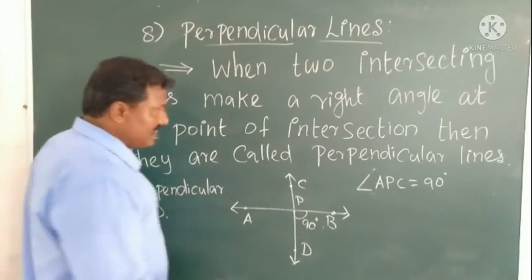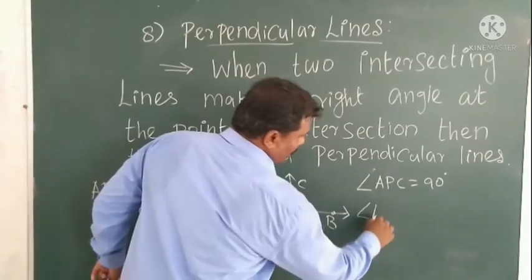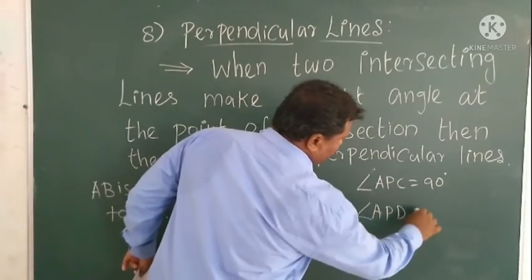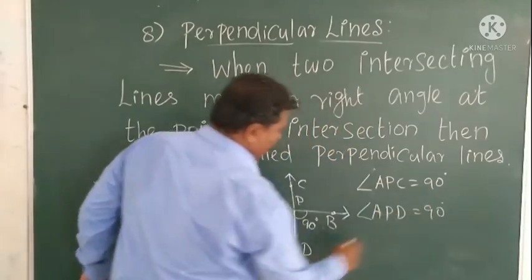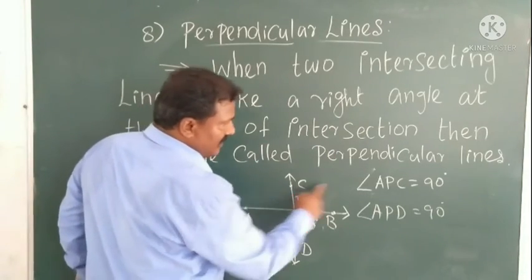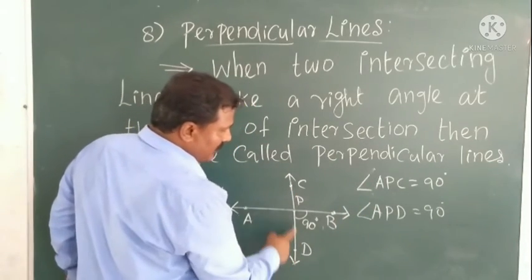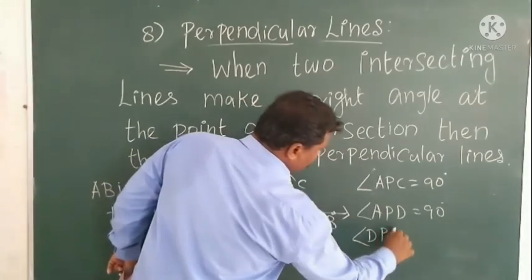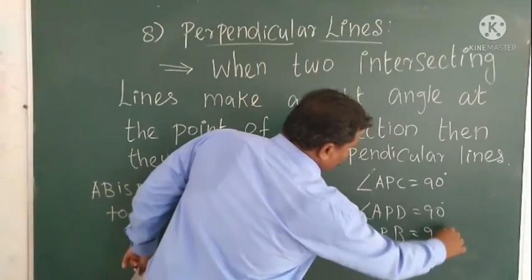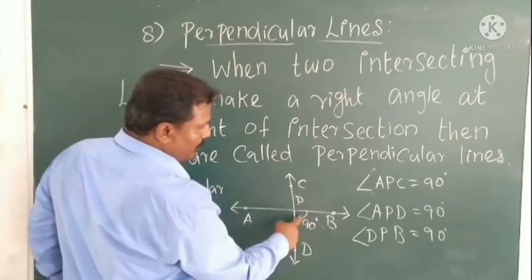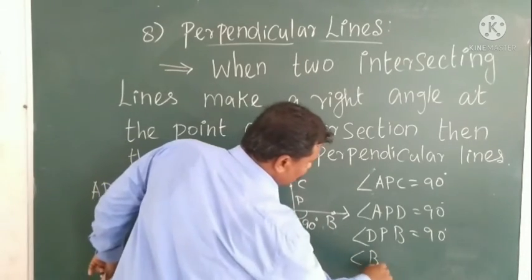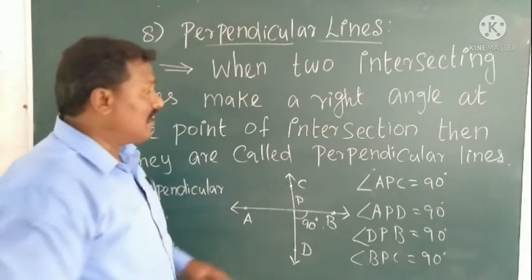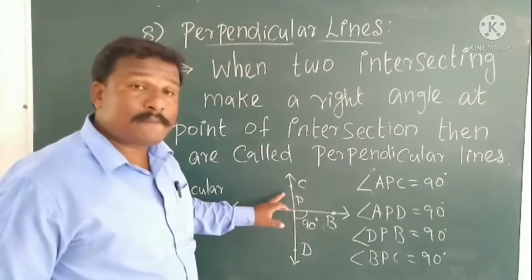We can write it like this: APD 90 degrees, then APC I already wrote, then DPB 90 degrees, then BPC. So if you see all the directions, the angle is perfect.